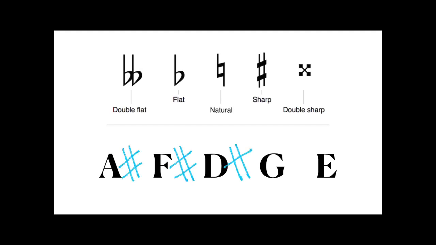If I put a sharp sign next to each of these letters, that raises the pitch by a chromatic half step. We know this because a sharp is higher than a natural. Similarly, if I were to put a flat sign next to each of these pitches, it would be one chromatic half step below natural.